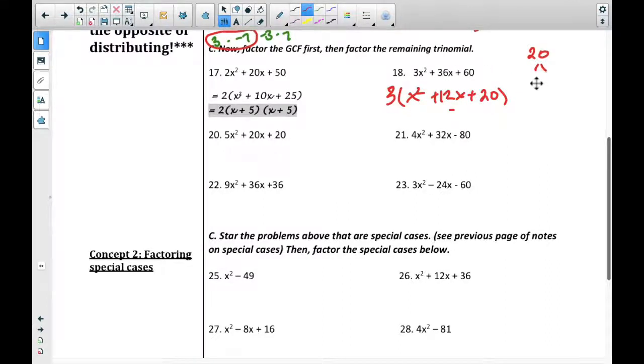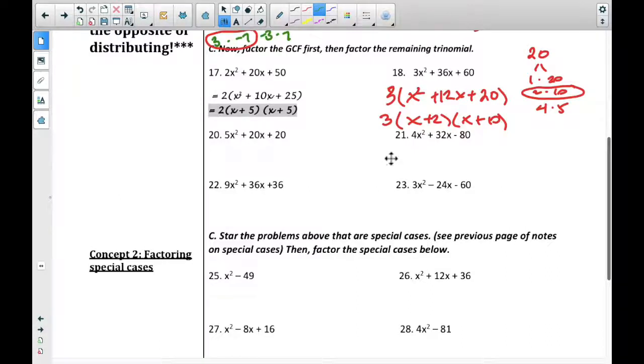So what multiplies to be 20? Well, 1 times 20, 2 times 10, 4 times 5. I'm looking for which ones add up to 12. 2 times 10. So my answer here is going to be 3 times x plus 2, x plus 10. So again, in this section, it's just the same thing. We're just adding in this extra component of the GCF. I think there's a lot of these, so let's skip number 20 for now. If you need to ask about number 20 in class, you can.